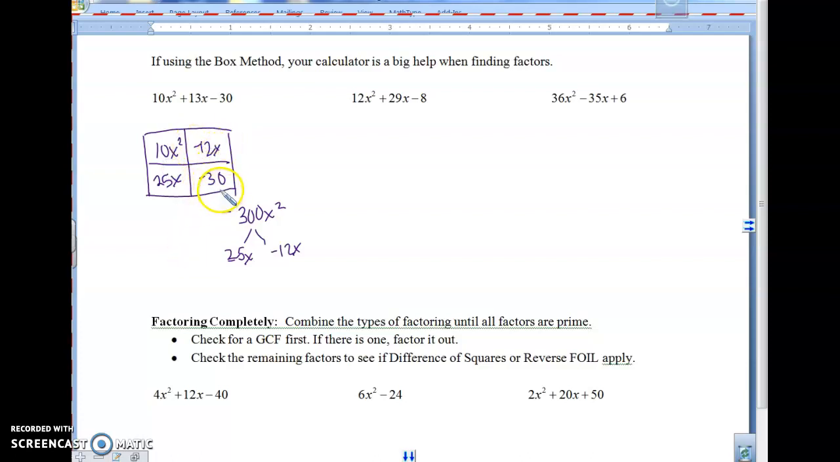Now we want to do the GCF of each row and column. Up and down between the 10x squared and the 25x is 5x, and across here would be 2x. All right, across the bottom would be plus 5, and up and down here both negative. This would be negative 6 is your GCF. So your answer is going to be 2x plus 5, 5x minus 6. Okay, we'll finish up the rest of these in class the next day.